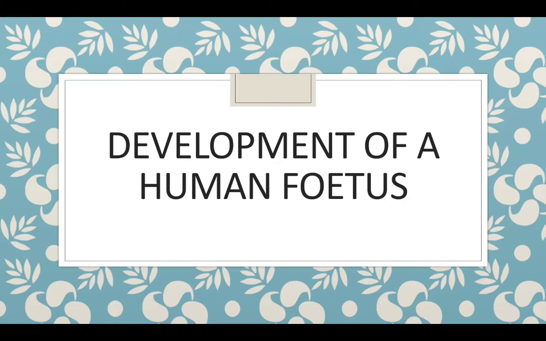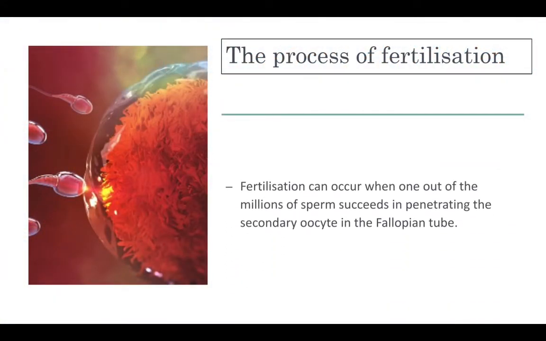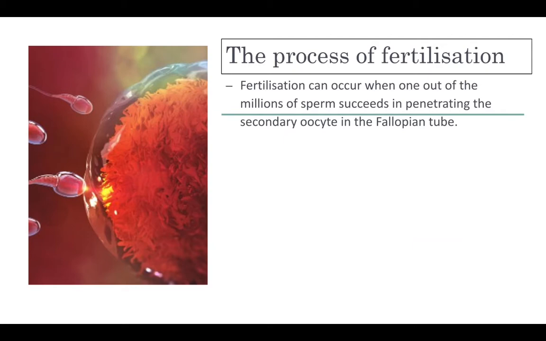Before we proceed with the development of a human fetus, let us revise the process that occurs before the development of a human fetus. And the process is fertilization. Okay, what is fertilization? Fertilization occurs when one out of the millions of sperm succeeds in penetrating the secondary oocyte. Of all the millions of sperm that swim towards the ovum, only one sperm would penetrate the secondary oocyte. Okay, penetrate means menembusi.